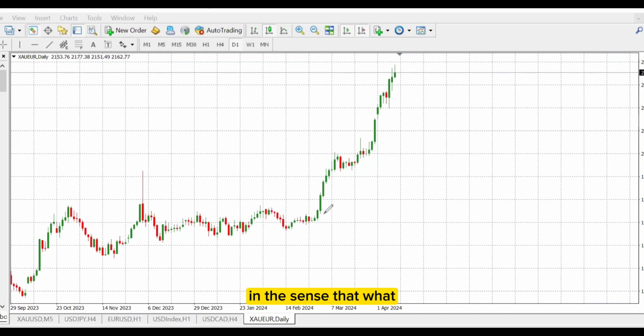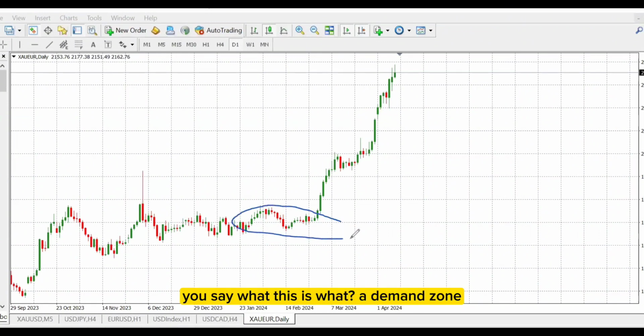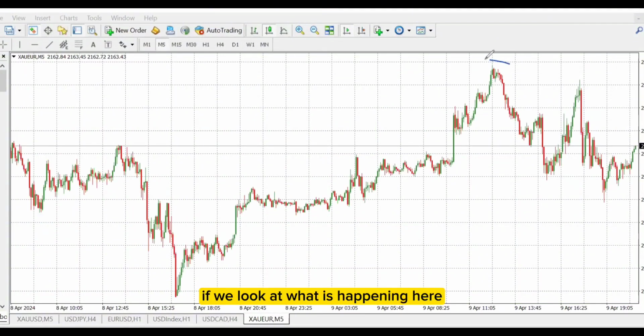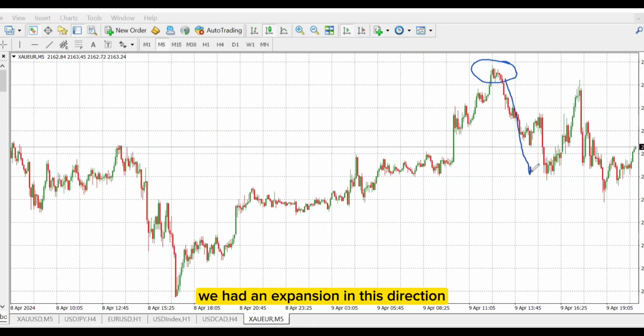In the sense that you are now looking for zones like this to mark. You say this is a demand zone, because you know that most traders or the big institutions will come here and fill their orders to buy. If we look at what is happening here, we had retailers struggling here, but all of a sudden we had an expansion in this direction. So we said that here is a supply zone. And we can see price came into that supply zone and then started selling off.